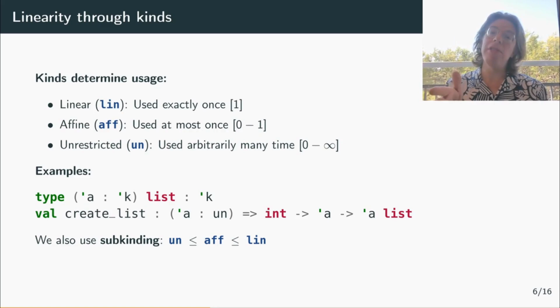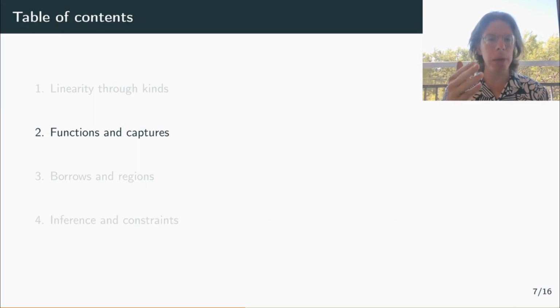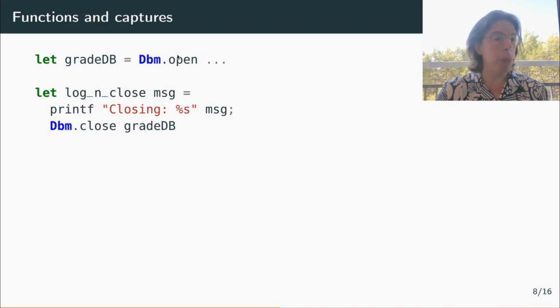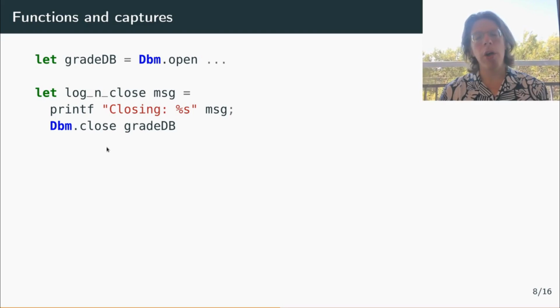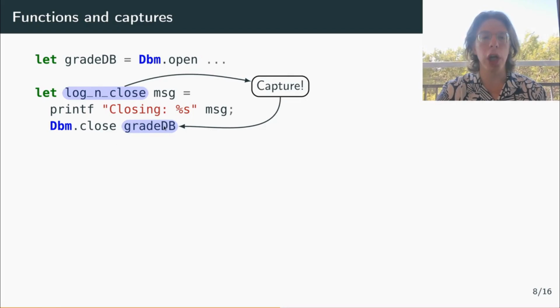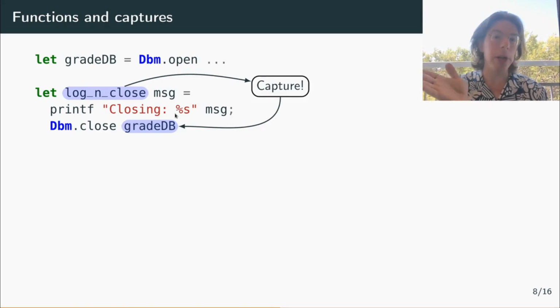This is the base of our language, and we're going to use it to build up everything else, and in particular, functions and captures. So here's a piece of code where we open the gray database, then we create a function that logs some message and then close the database. As you can see, we have a capture here. The log and close function captures the gray database. And gray database is linear. It must be used exactly once. And so the log function must also be called exactly once.